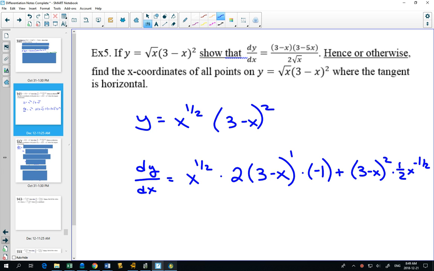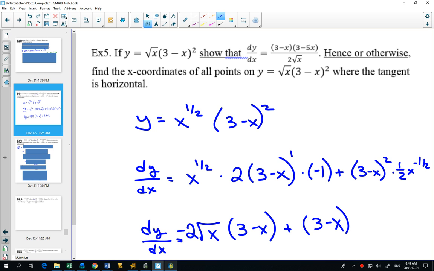Does that look at all like what we wanted to show? No. So what do we notice in the answer? The answer has square roots back again. So I'm going to take the time here and change that back to a square root. 2 times 3 minus x, plus 3 minus x all squared, over 2 root x.